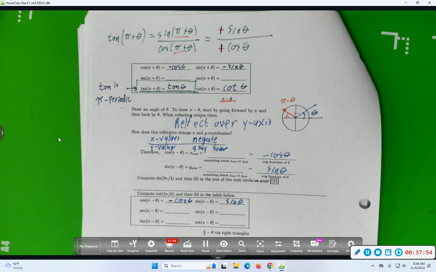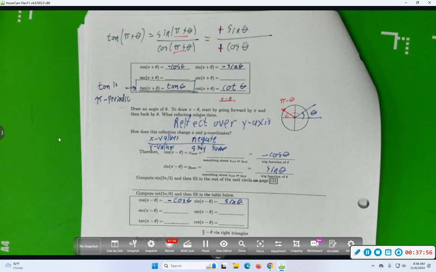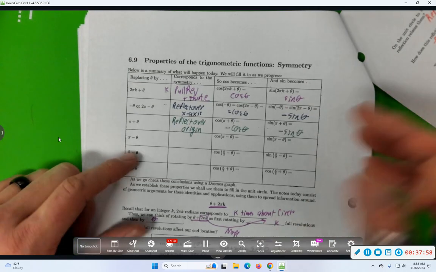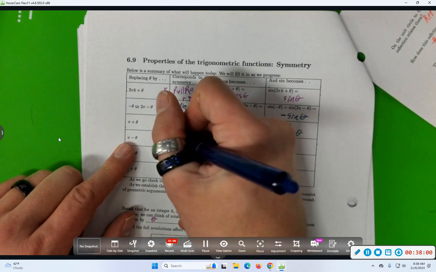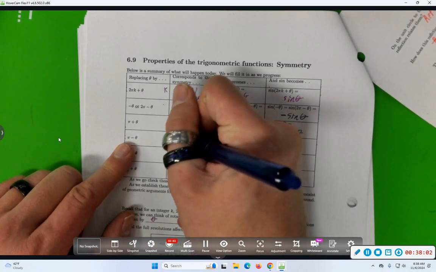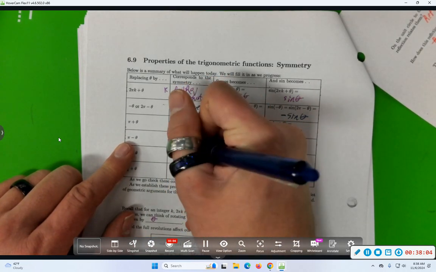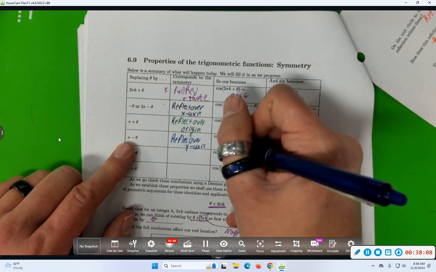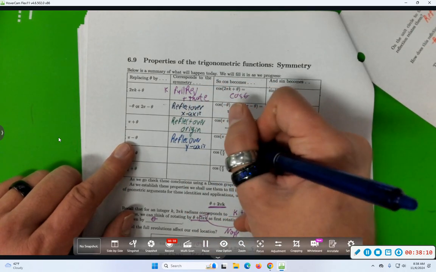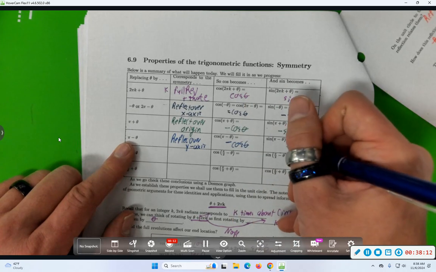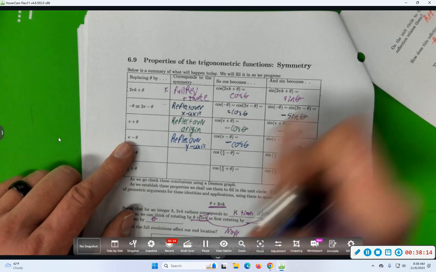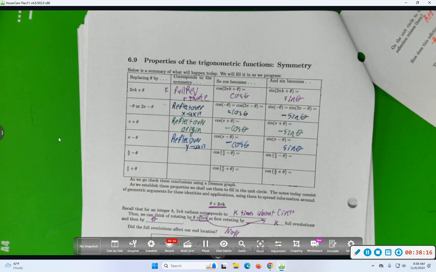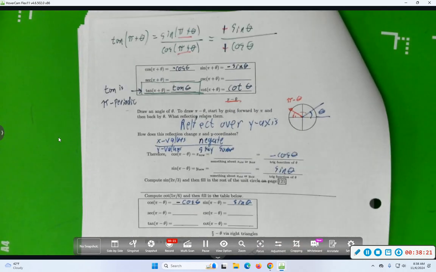And now I'm going to go back to that cover page, that big table, and fill in an entry. Pi minus theta corresponds to a reflection over the y-axis. Cosine of pi minus theta is the x value that becomes negative. Y value stays the same. All right. Groovy. And you know what? Just because I made this Desmos interactive, I'm going to use it.